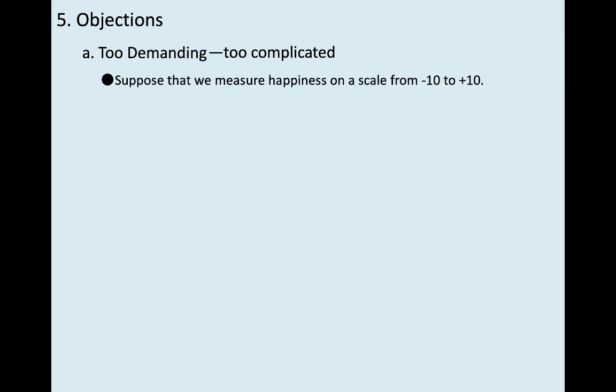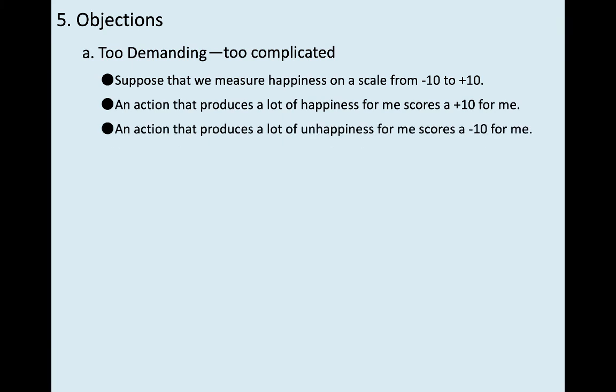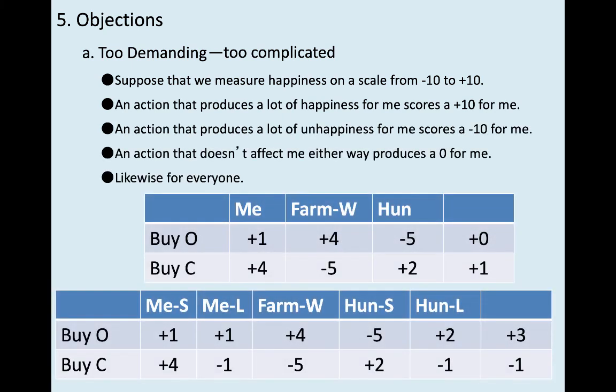Now, suppose we measure happiness on a scale from -10 to +10. You can think of it like this. I'm going to consider the happiness for me for buying the organic tomato versus the conventional tomato, the happiness for one farm worker, the happiness for another farm worker, and another farm worker, and another farm worker, and a farm owner. And I'm going to consider the happiness for the hungry people to whom I otherwise might send food. I'm going to consider the happiness of everybody on the planet since global warming comes into play. All of this seems like it's relevant to figuring out which action is best.